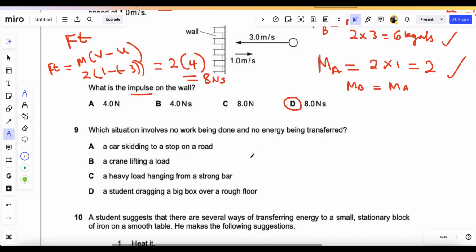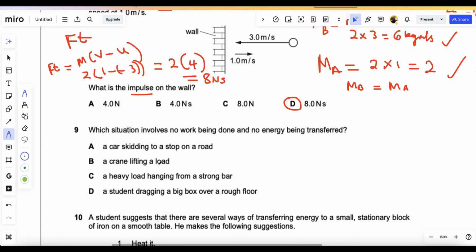Now let's go to question 9. Question 9 says: which situation involves no work done and no energy transferred? A car skidding to a stop on a road. No, work is done, right? You're trying to stop, and energy is transferred to the brake.